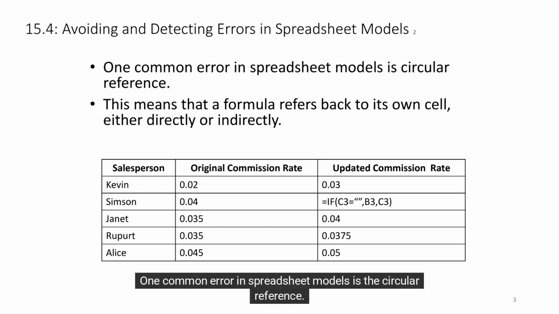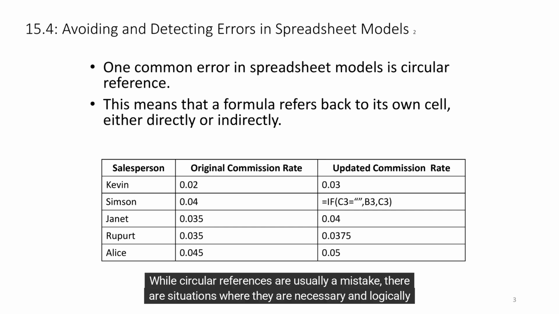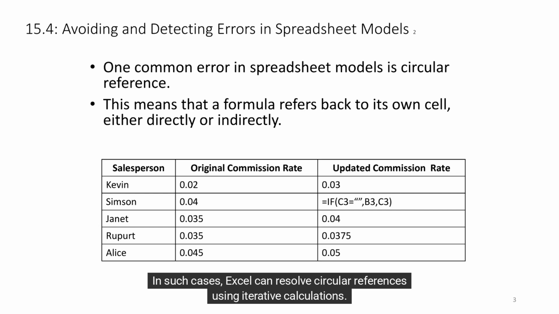One common error in spreadsheet models is the circular reference. This occurs when a formula refers back to its own cell, either directly or indirectly. While circular references are usually a mistake, there are situations where they are necessary and logically correct. In such cases, Excel can resolve circular references using iterative calculations.